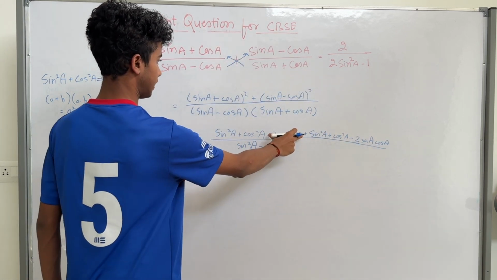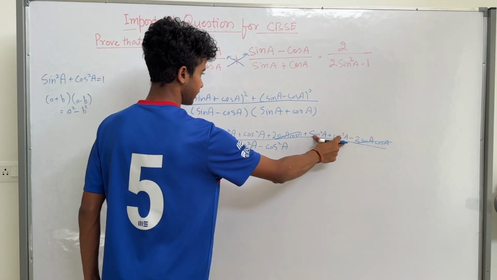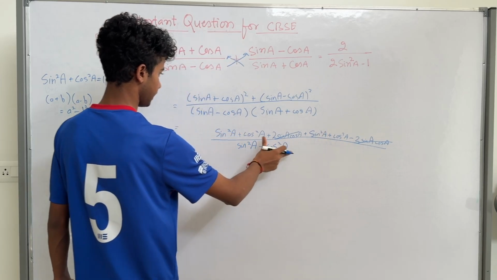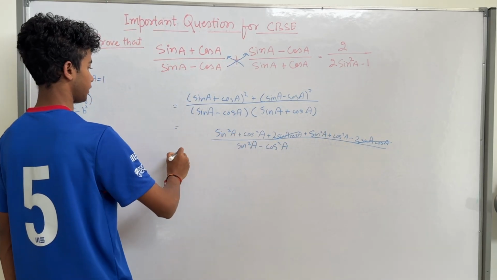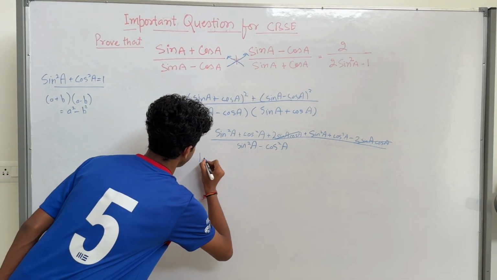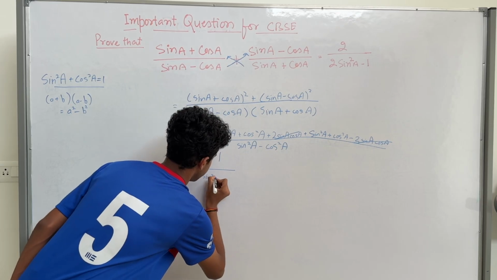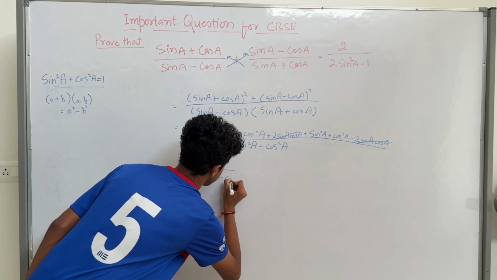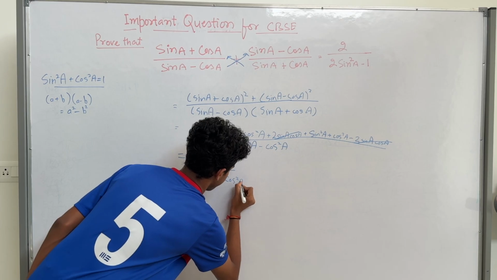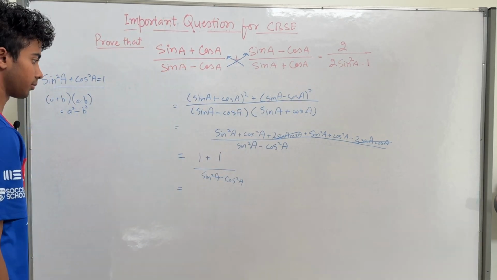So this it's plus, it's minus, it will get cancelled, and then sine square a plus cos square a, and again sine square a plus cos square a, which will be 1. It will be 1 plus 1 by sine square a minus cos square a. So we got the numerator down. It's only time for the denominator now.